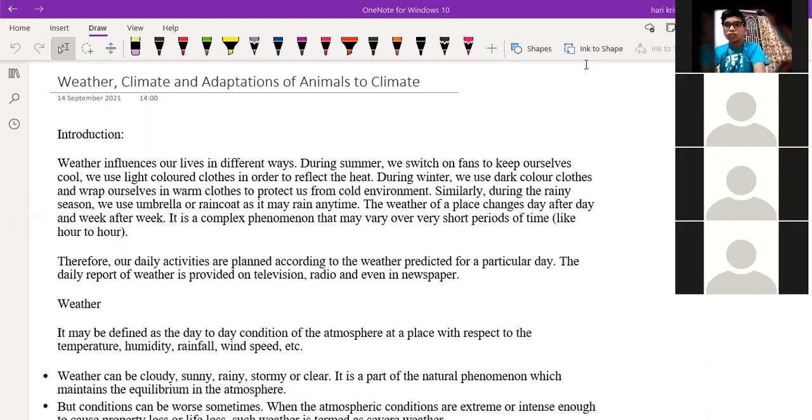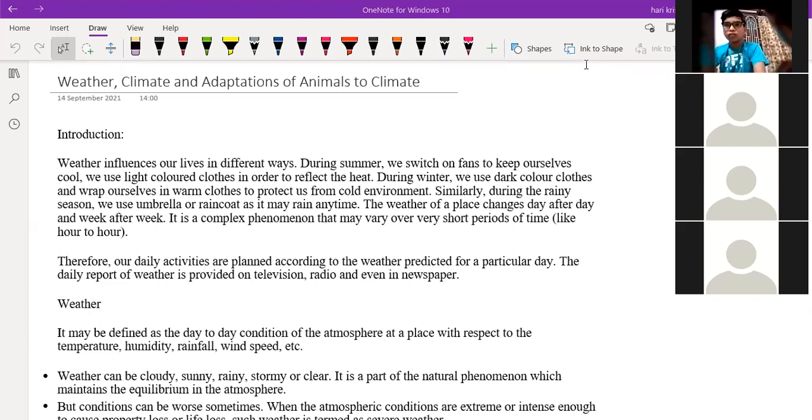So whatever our daily activities are, we plan according to the weather conditions. Then who will provide weather reports? Sir, the meteorological department. The meteorological department of India or of the state will provide the weather conditions, and they publish it on television, radio, or in the newspaper every day.